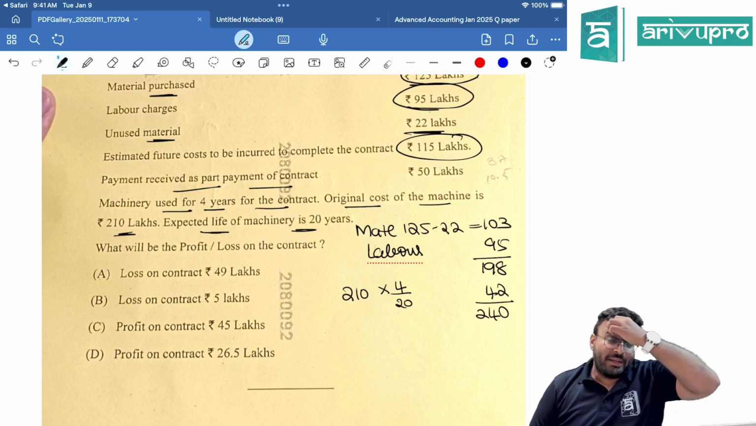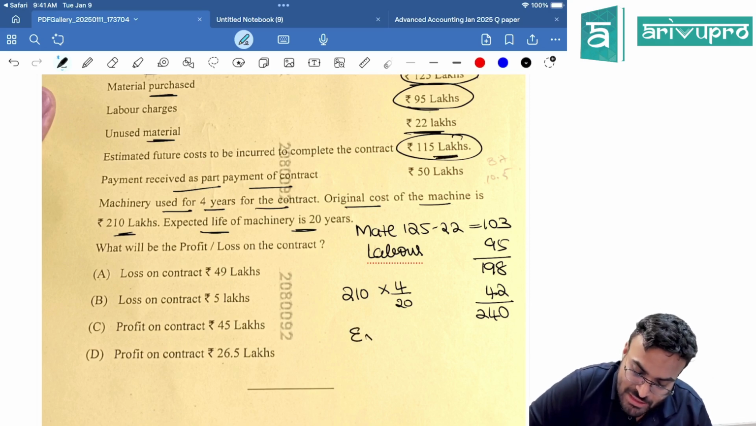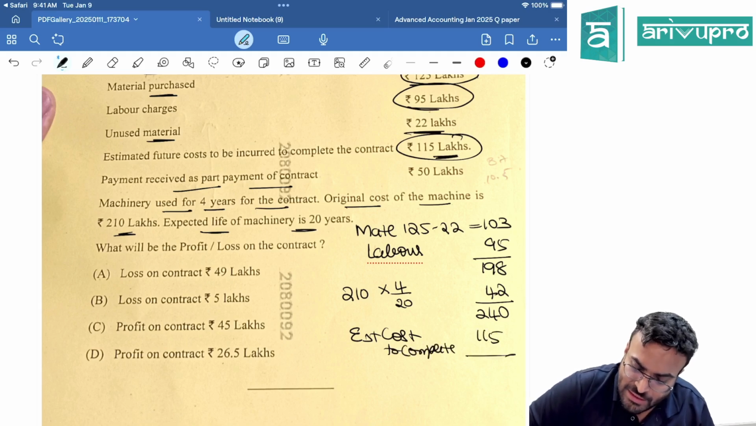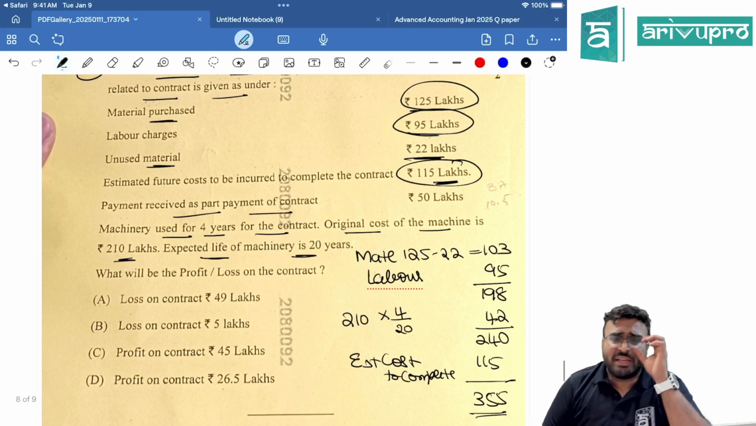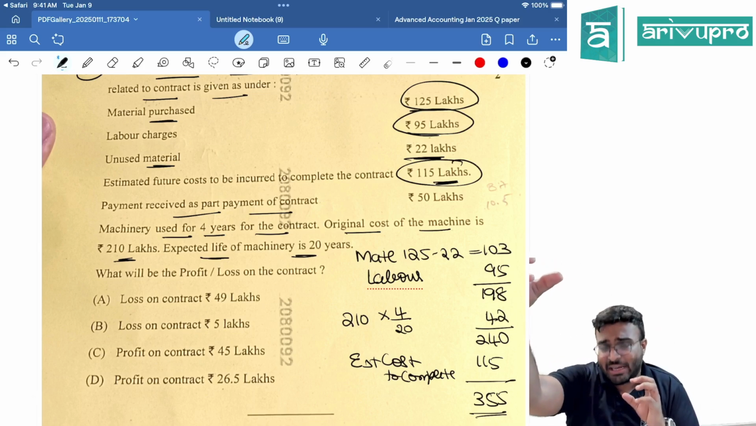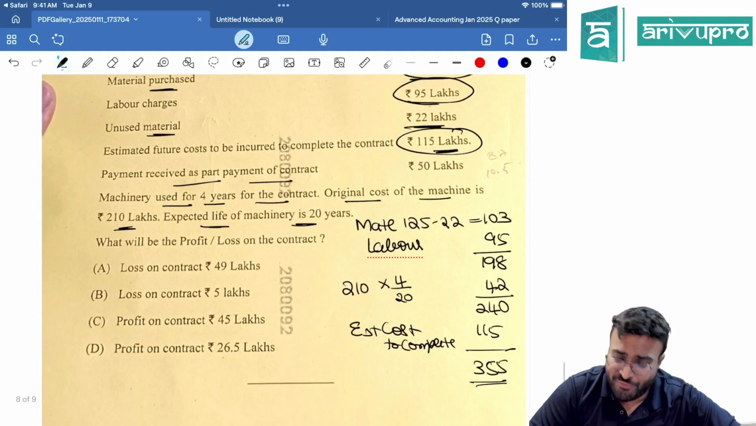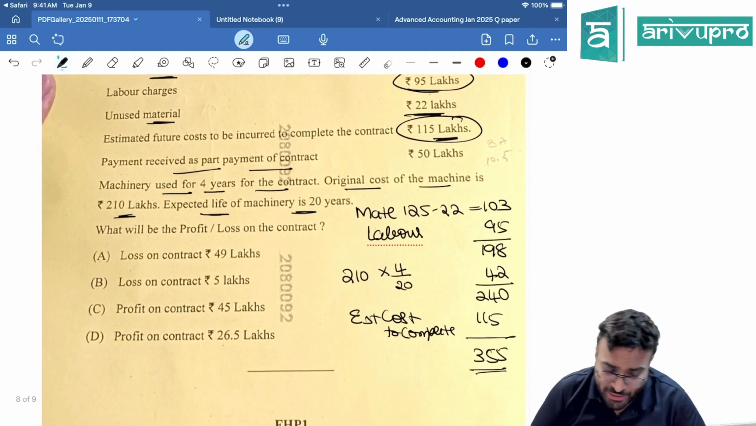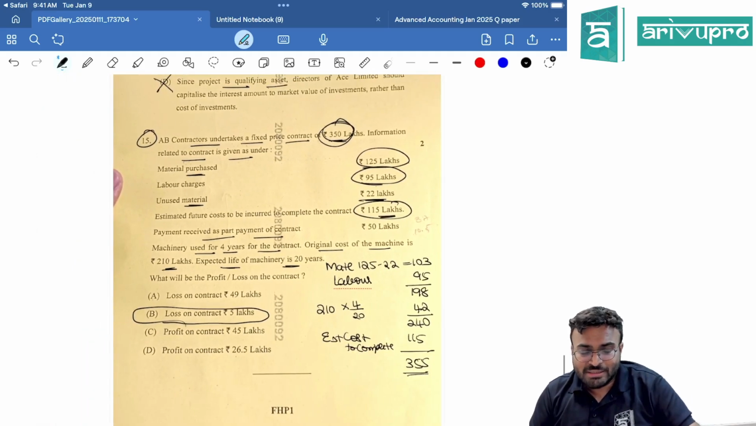Totally we have spent 240 lakhs on the contract, and they are telling estimated cost to complete is 115 lakhs. That makes it 355. Totally we will need 355. In AS 7 we have seen whenever the total cost is going to exceed the contract revenue, that means the loss has to be recognized. Contract revenue is 350. We are expecting that 355 will go from our pocket. Loss on the contract is 5 lakhs.